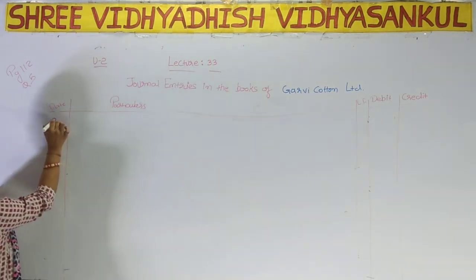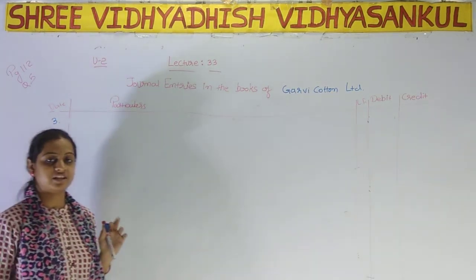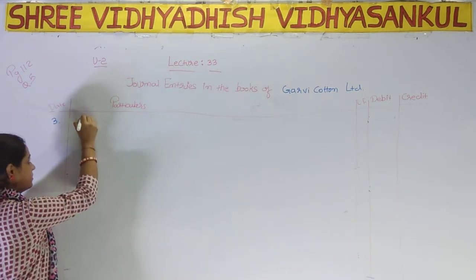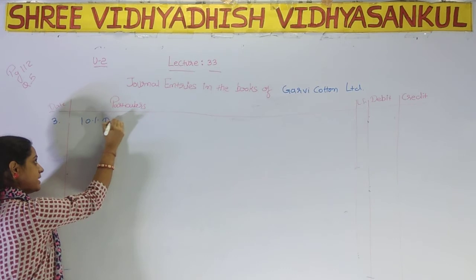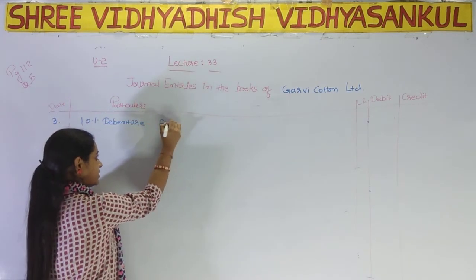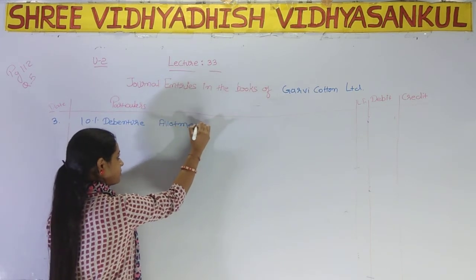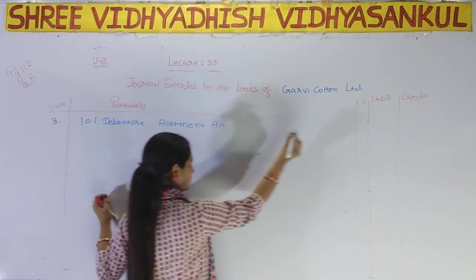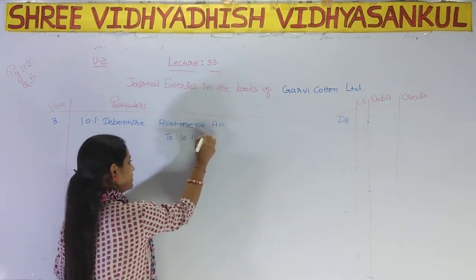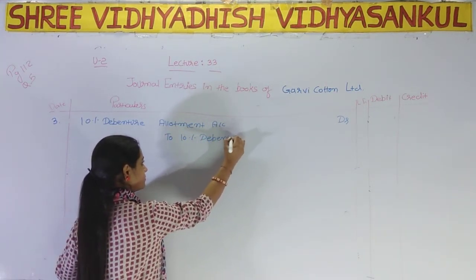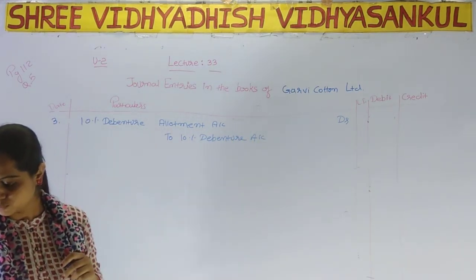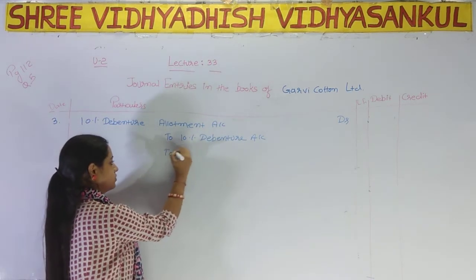Next one, the third one. Third entry is for demand of allotment money, right? And with allotment we have demanded premium. So the entry will be 10% debenture allotment account debit to 10% debenture account and to securities premium reserve account.